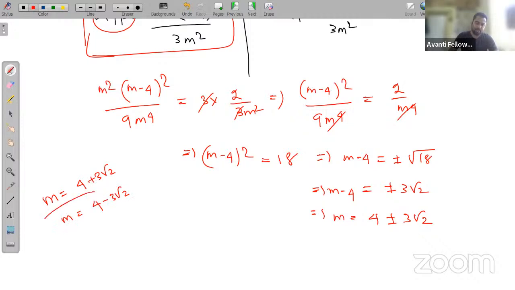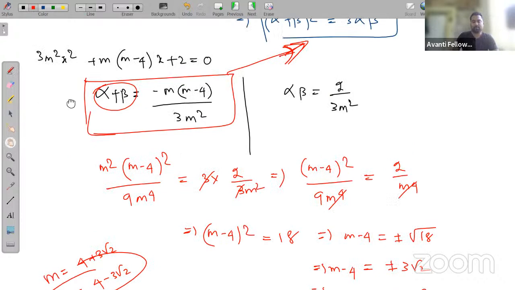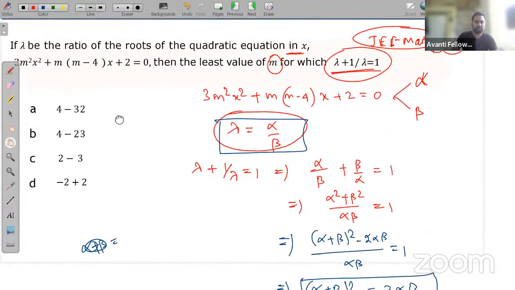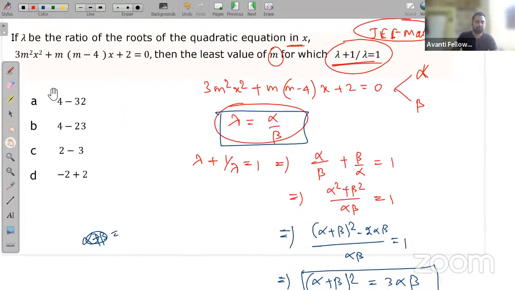So which one is the least value? This is the least value. 4 minus 3 root 2 is the least value. So what is the answer? 4 minus 3 root 2. So option A is the correct one.